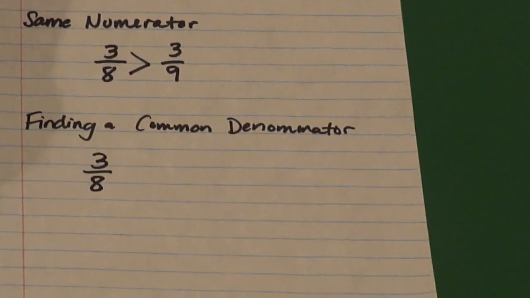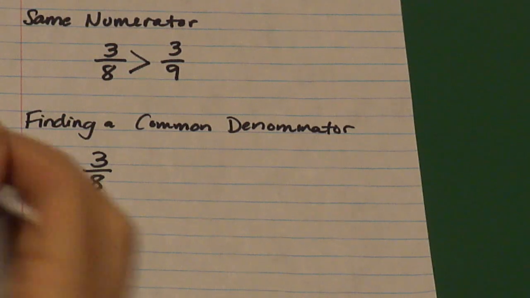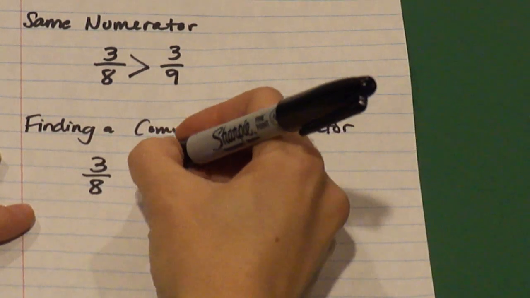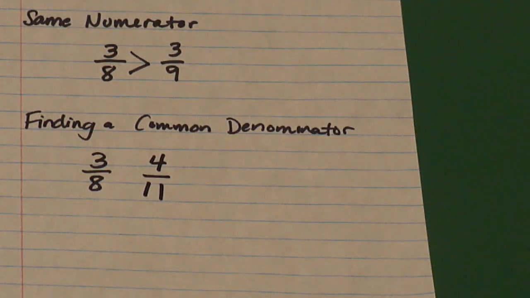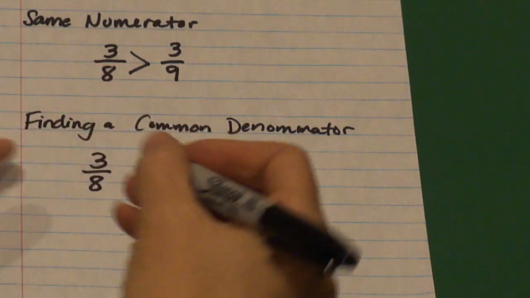If I don't have a common denominator and I want to compare, for example, 3/8 to 4/11, I can draw pictures, but they're similar enough that drawing a picture might not help. So I want to find a common denominator. So I think of a number that 8 and 11 both go into. The smallest number they both go into, or their LCM, is 88.